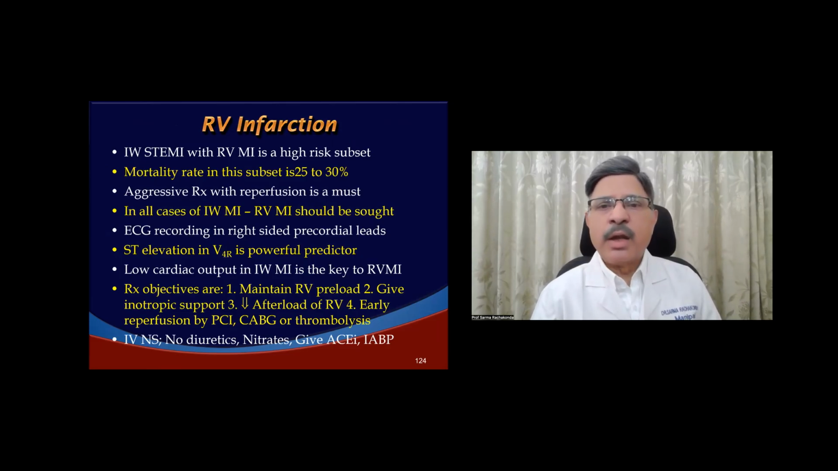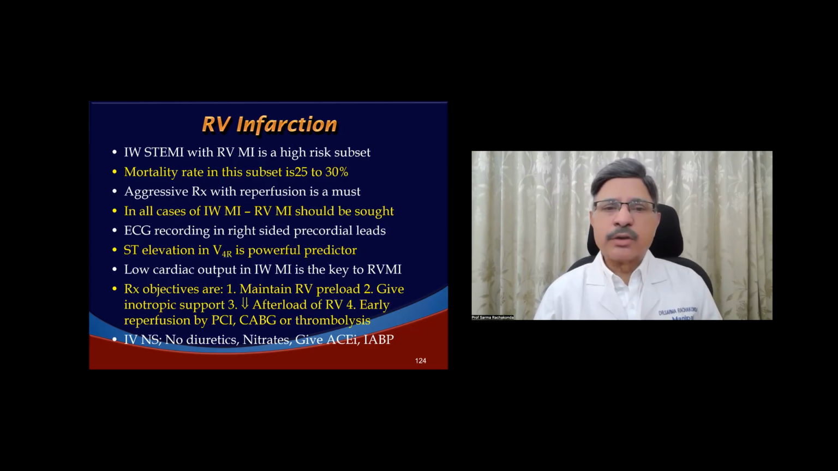Mortality is higher, up to 30%. Aggressive treatment with reperfusion is a must whenever you see RV infarction. In all cases of inferior wall myocardial infarction, you must also look for RV infarction, because the same blood vessel, the RCA, supplies the inferior wall as well as the right ventricle.